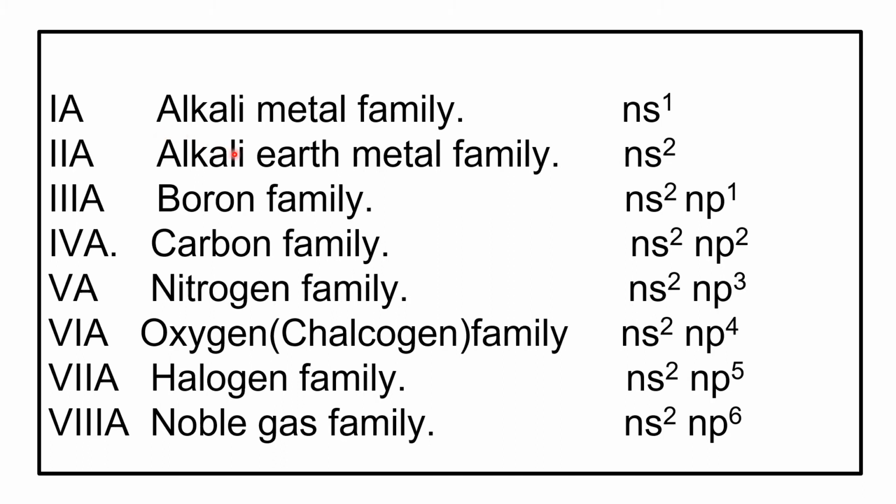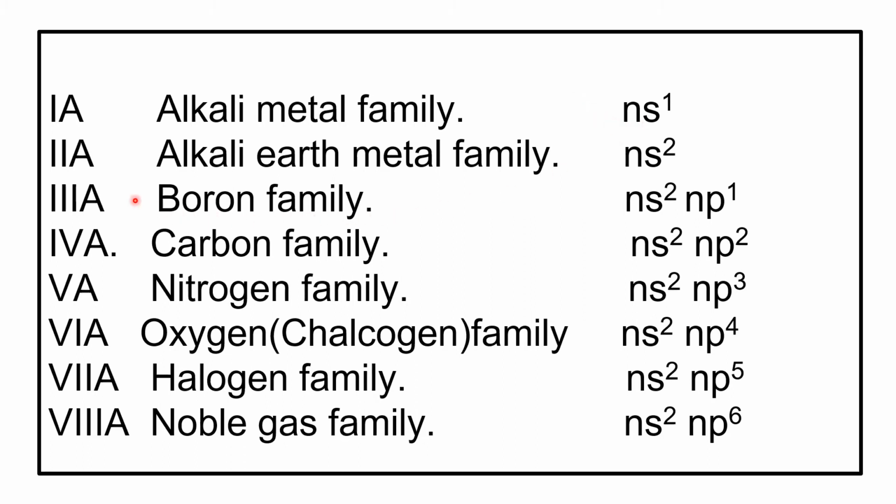is alkali metal family. Why they are known as alkali metal family is, generally the elements in 1A group are metals, and the compounds that are formed when they dissolve in water are generally basic in nature. So they are alkali in nature. Due to this reason, they are known as alkali metal family, and the valence electronic configuration is ns1.